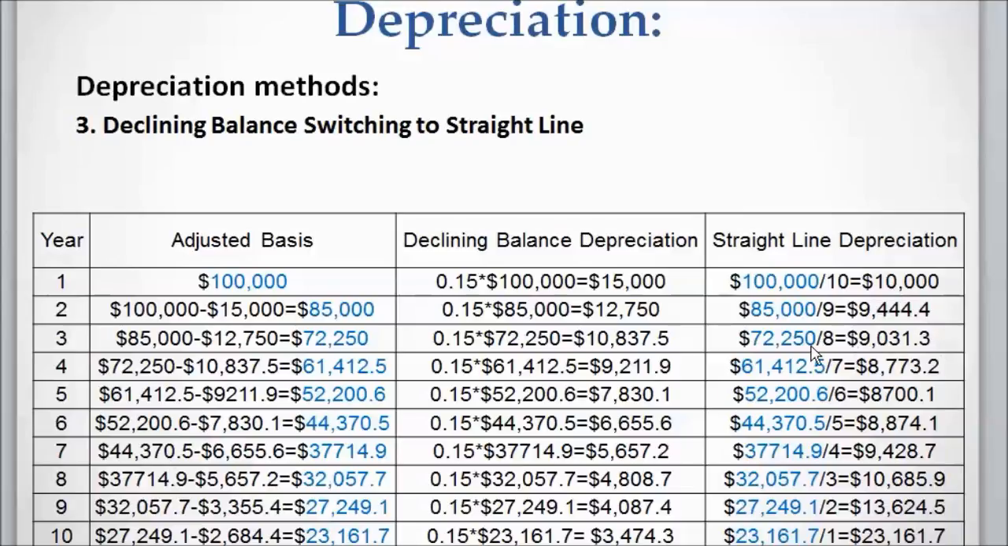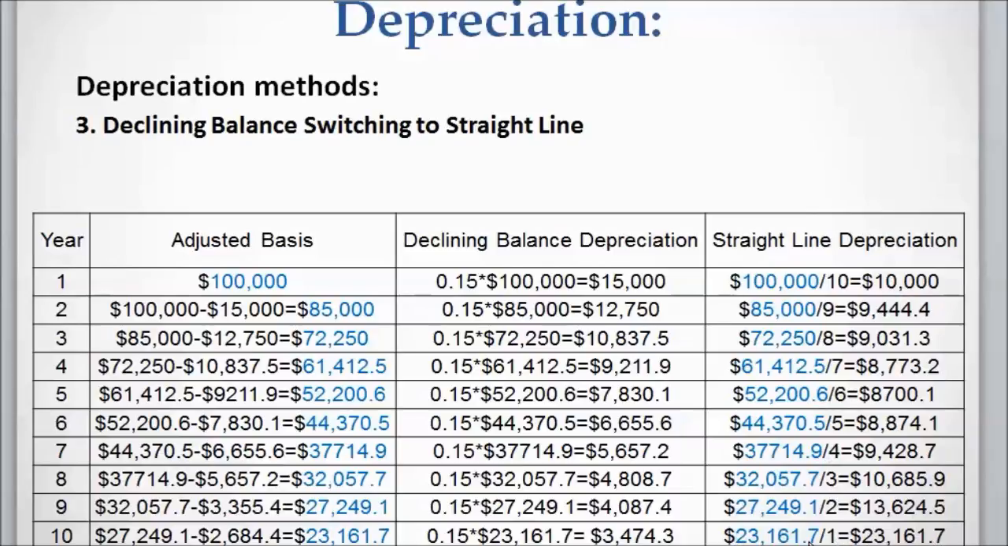For year 3, again, we use the adjusted balance at year 3, and there are 8 years left. So we divide them, and we get the depreciation for year 3 using the straight line. For year 4, we follow the same method. The adjusted base for year 4 that we calculate here is divided by the leftover years. So we have 7 more years to depreciate this asset, and we divide the adjusted base by the years that are left over, and so on, and we calculate it to the year 10.